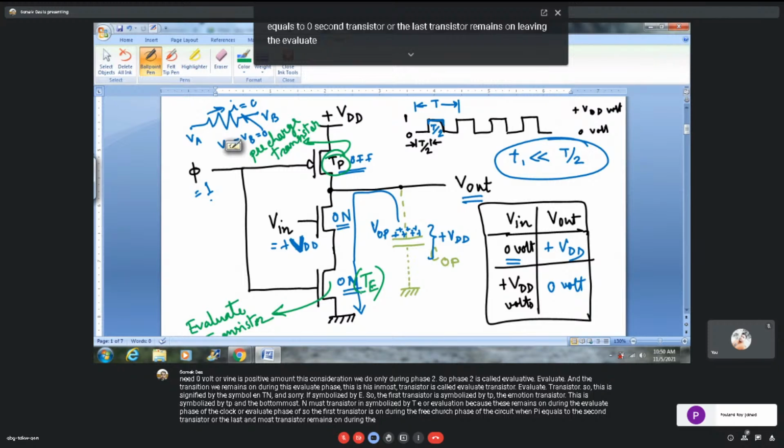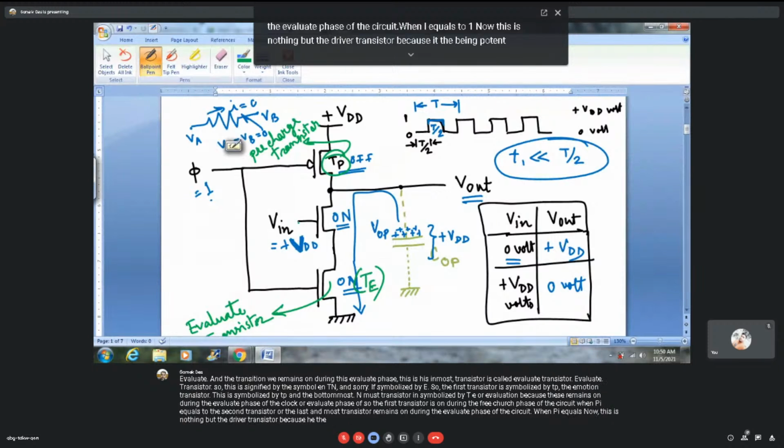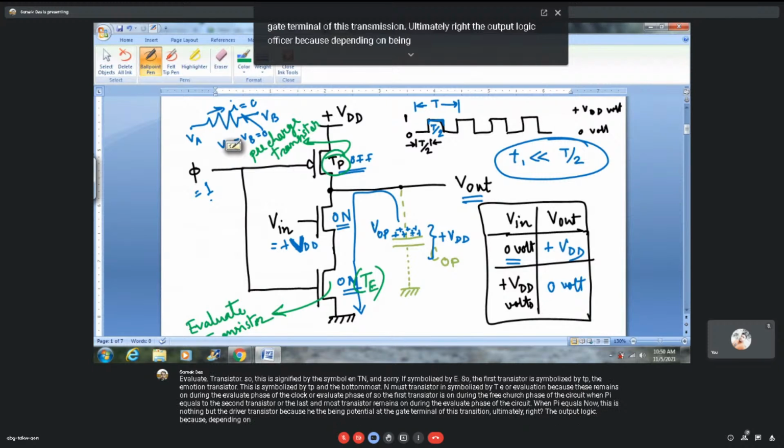Now this is nothing but the driver transistor, because the Vin potential at the gate terminal of this transistor ultimately drives the output logic of the circuit. Because depending on Vin, either the output node parasitic capacitor, which was totally charged up during the pre-charge phase, will get discharged or it will retain the charge.